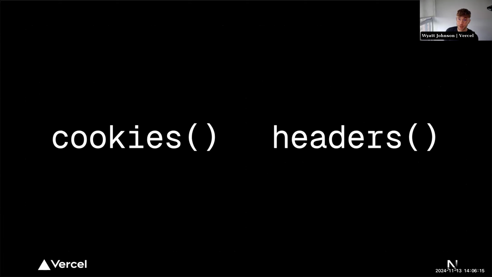In Next.js, when you want to access request data, you call one of the data request APIs, like cookies or headers. These are only available in server components, and once called, the entire page is marked as dynamic and opted out of static rendering.